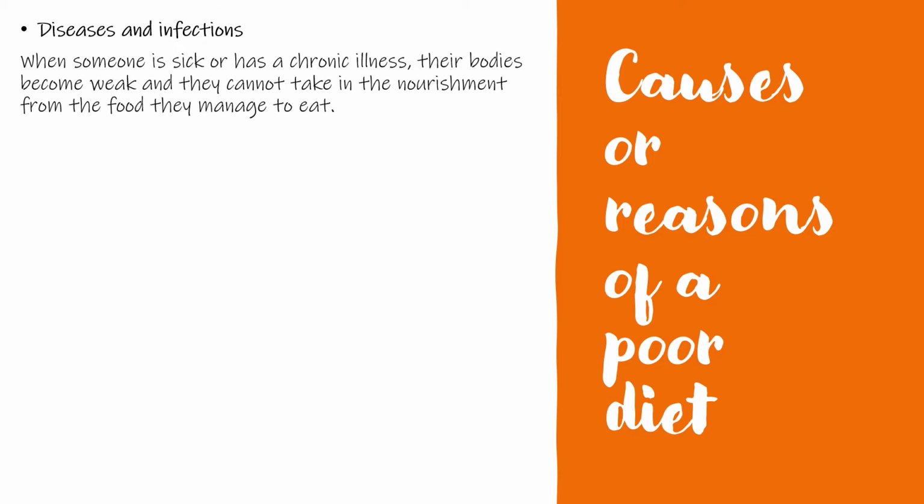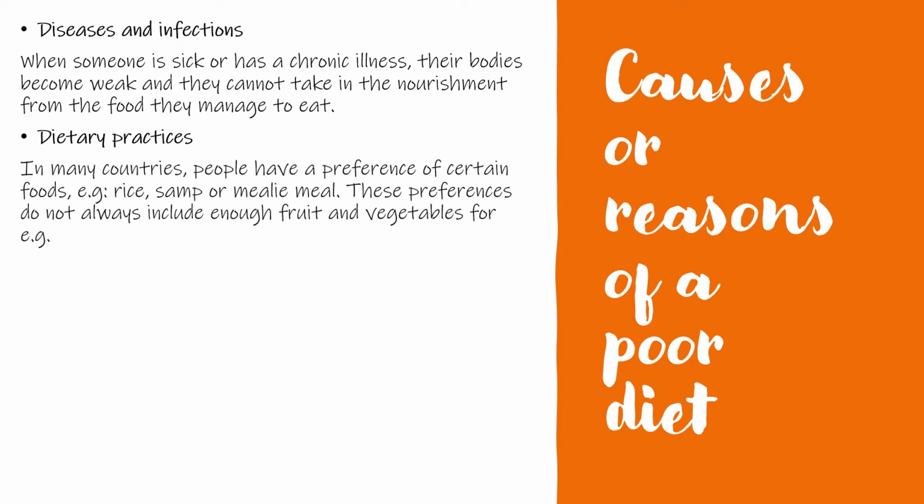When people have a chronic illness such as HIV, they are sick for a very long time. Their bodies become weak and they cannot take in nourishment from the food that they do manage to eat, resulting in a poor diet. The next one is dietary practices.